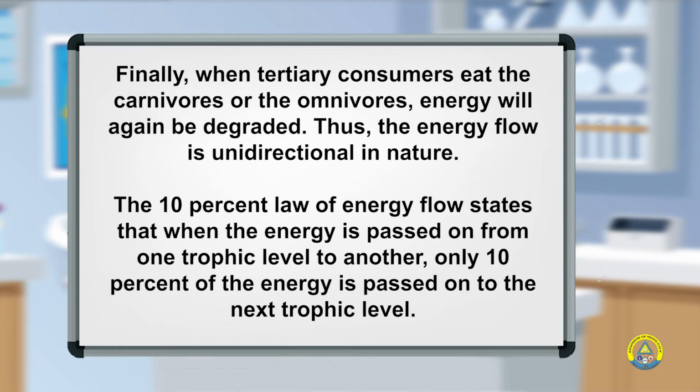The 10% law of energy flow states that when energy is passed on from one trophic level to another, only 10% of the energy is passed on to the next trophic level.